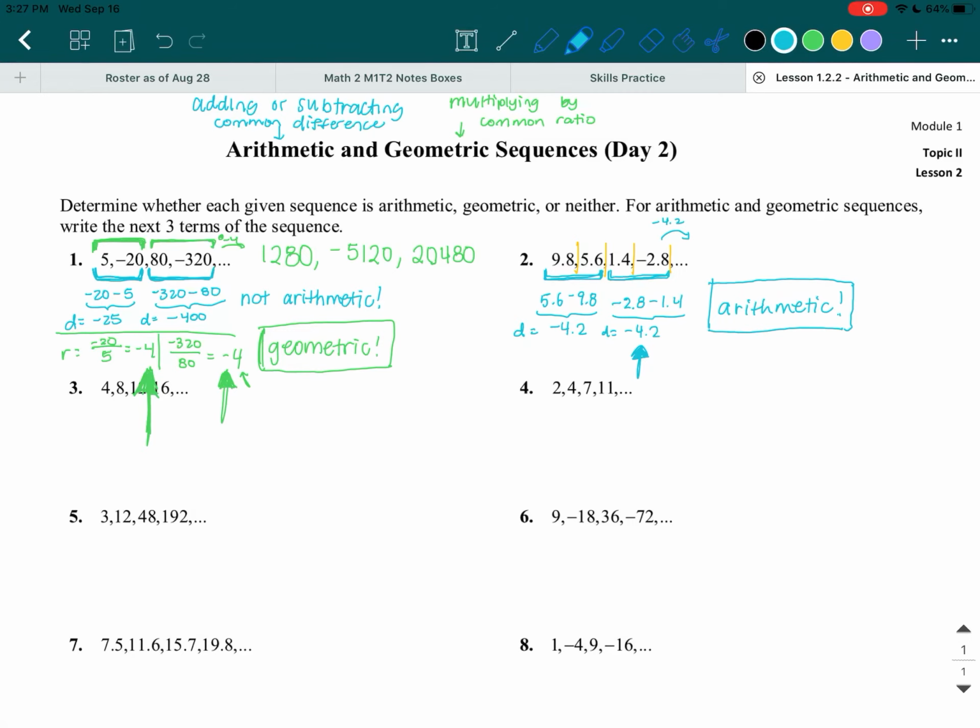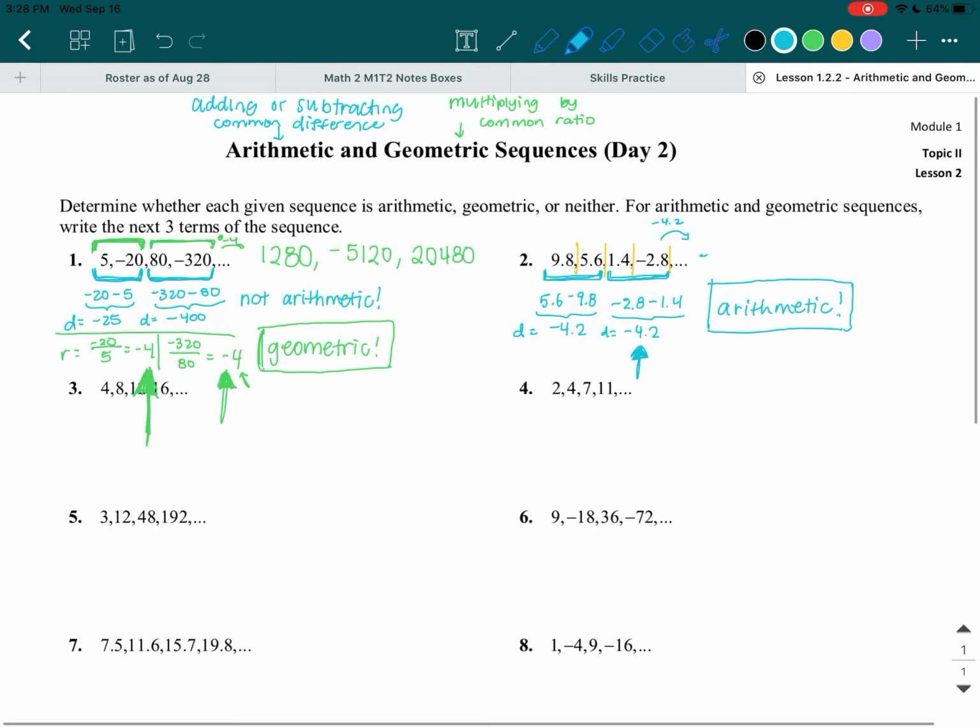So let's try that out. -2.8 minus 4.2, and you should get -7. And then to find the next term, you do the same thing, minus 4.2, and you get -11.2. To get the next term, you do the same thing. You do minus 4.2, and that will bring you to -15.4. So hopefully you got this correct. If not, it's totally okay. We are still learning, so it's just a process.